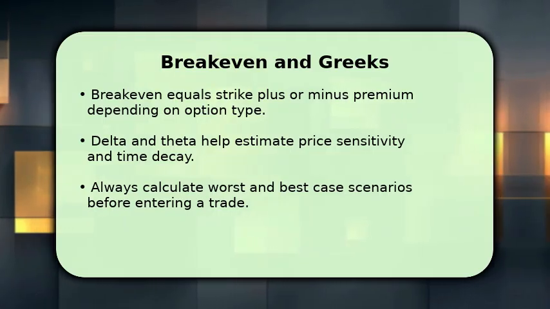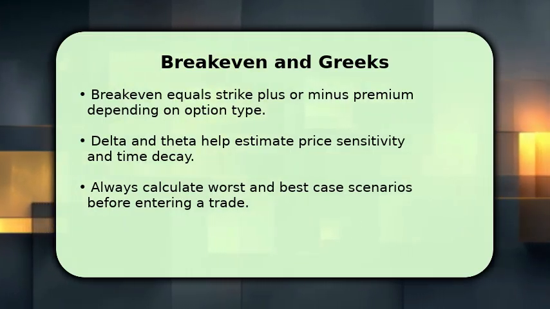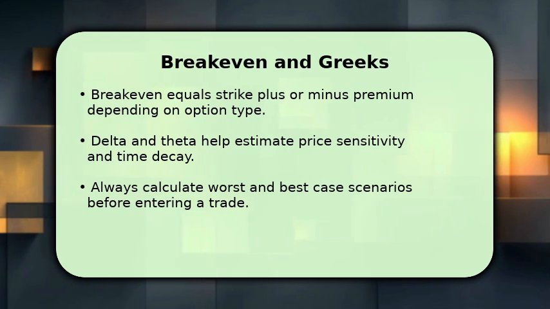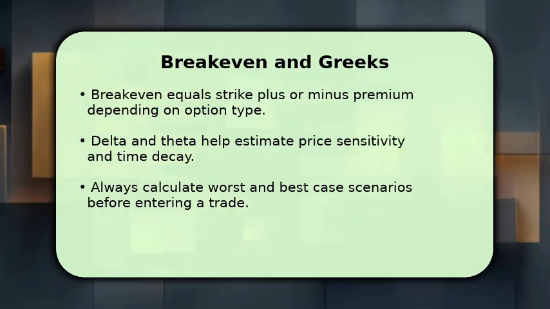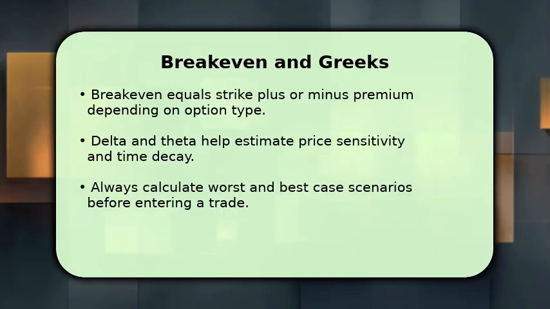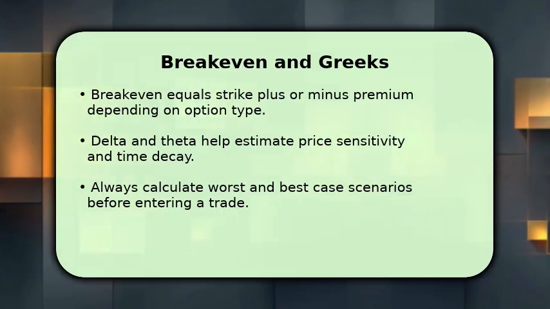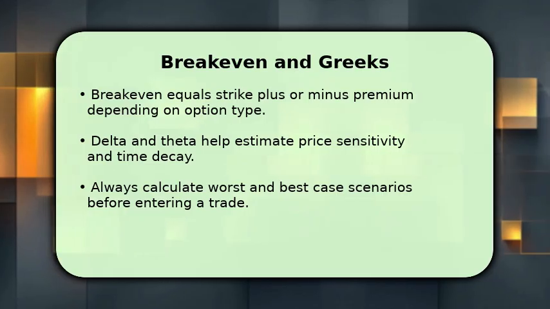Consider delta for directional exposure and theta for time decay impact on option value. Run scenarios for stock moves of 10% up or down to see potential profits and losses. Keep position size and risk limits aligned with your account and trade plan.